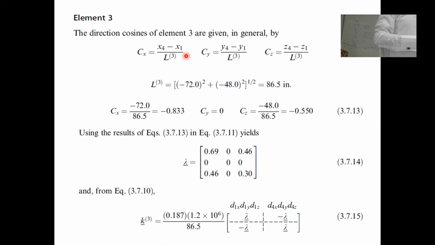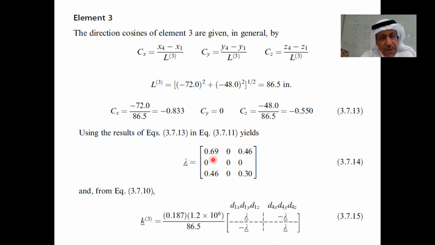Okay, what about the other one? Y4 minus Y1 divided by L. That's easy, right? And Z4 minus Z1 divided by L. So he found Cx, Cy, and how did he find the length? Do you know the length? This square plus this square plus this square. He found lambda. That's it, 3 by 3.